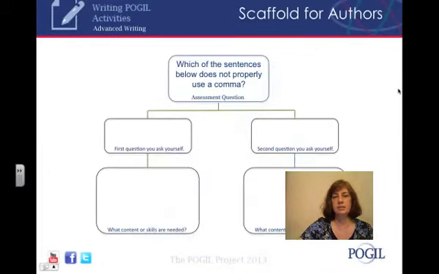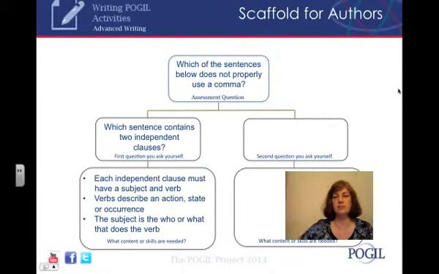The next piece is the author scaffold. So let's say we've chosen this question, this assessment question. Which of these sentences below does not properly use a comma? How do you think about that? What's the first question that you ask yourself? Okay, so first question, does the sentence contain 2 independent clauses?